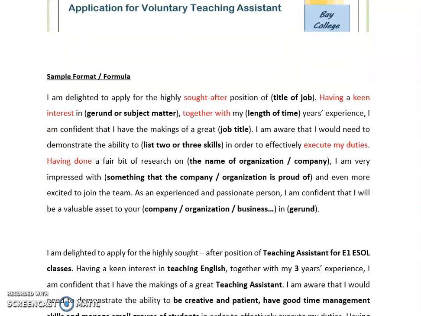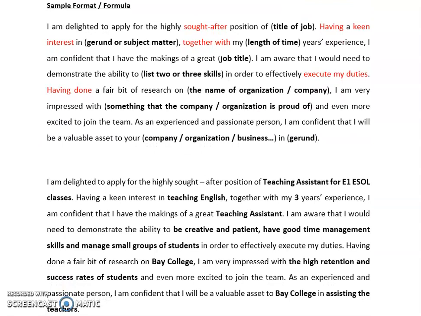So as I did in my previous lesson, here I have given you the sample format or formula of how you can write your response, and then you can see I have some text which is in black, and this stays the same no matter what job you're applying for. This black text stays the same.